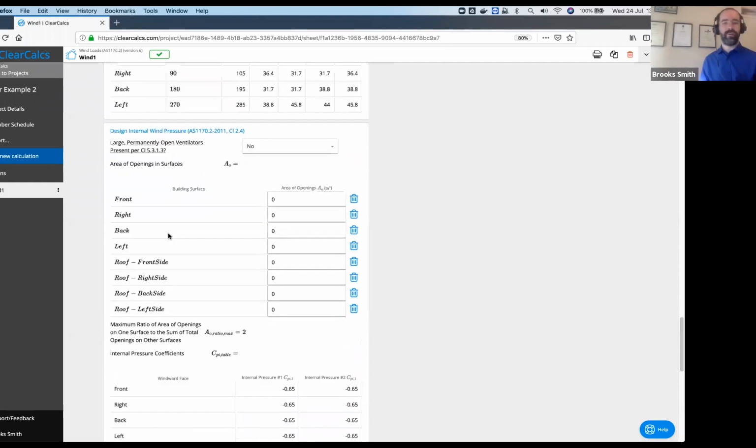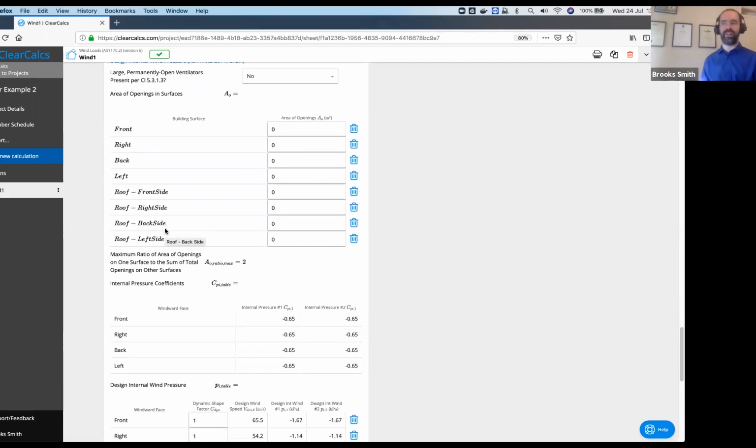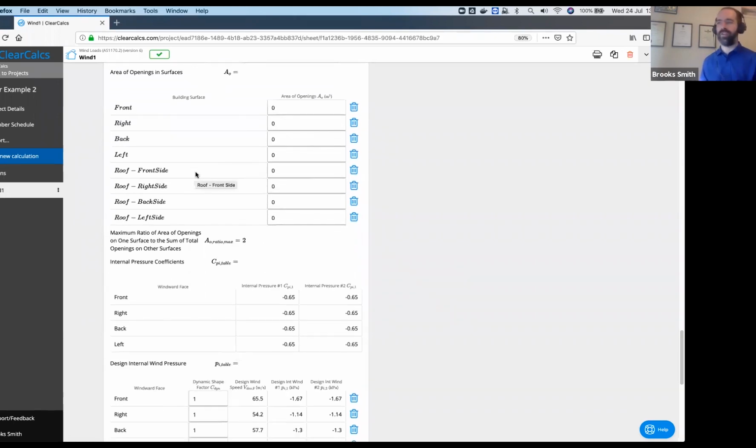Again, you can expand out internal wind pressures and external wind pressures as well. There are a couple of cases where there's some really fine-tuning parameters which you can include in here. Clause 5313, for example, has some special cases for if you have large permanently open vents. So refer to that clause. We include a large description here as to what exactly is in that clause. But you can select yes here if that actually does apply to you. If you don't want to calculate on your own what that ratio of area of openings are, you can input all of your area of openings here and we'll calculate out what that ratio is for you.